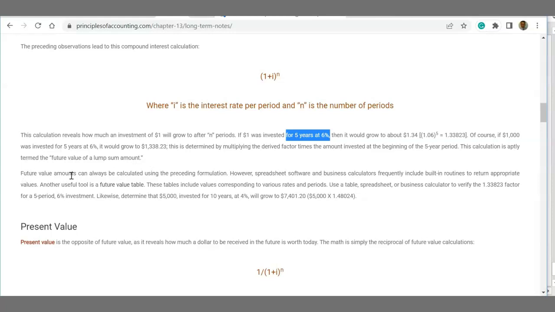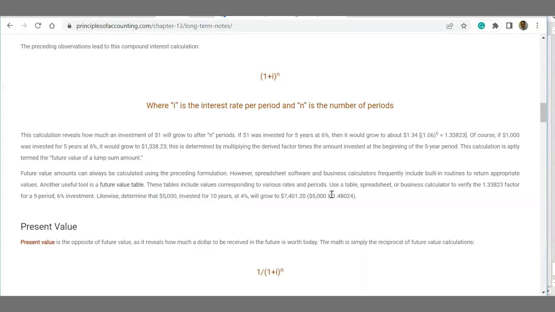So here is the future value, how much it will be if it is, for example, $5,000 invested for 10 years at 4%. What would be the future value of this $5,000 after 10 years? So if you invest $5,000 today, and after 10 years, at 4% interest, how much will that investment become? So let's look at this one to see what the factor is.